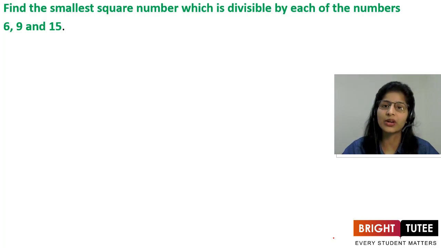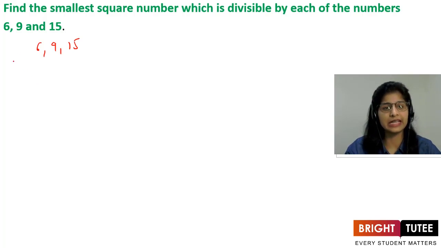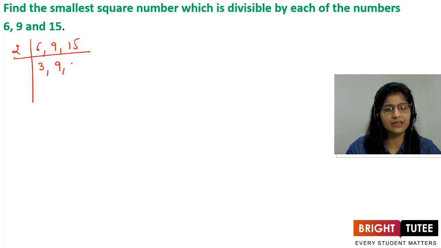Is that a perfect square or not? Let us see that. Just see, 6, 9 and 15. First of all, we'll take the LCM. Let's start dividing with 2. So we get 2, 3s are 6; 9 and 15 are not divisible, so we'll exactly copy them. Then start with 3.